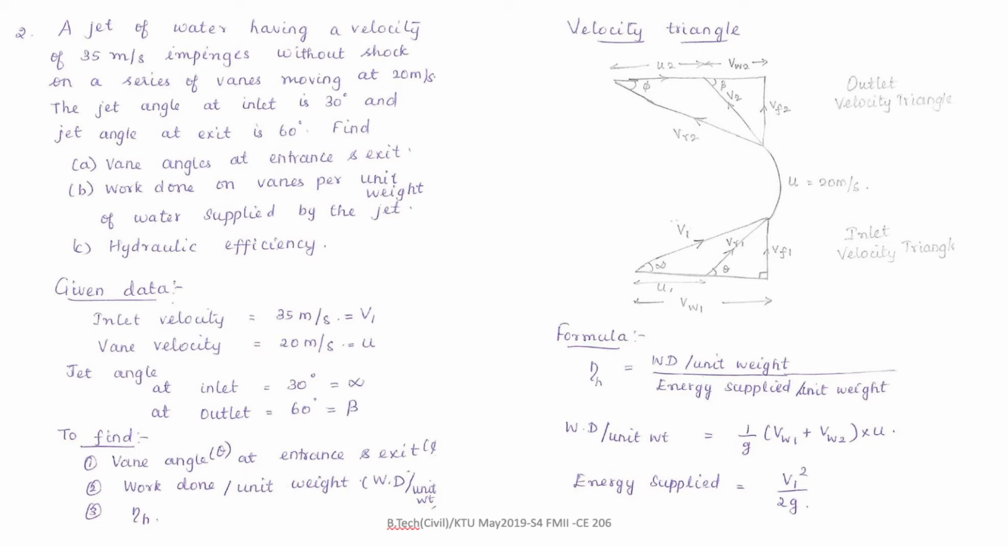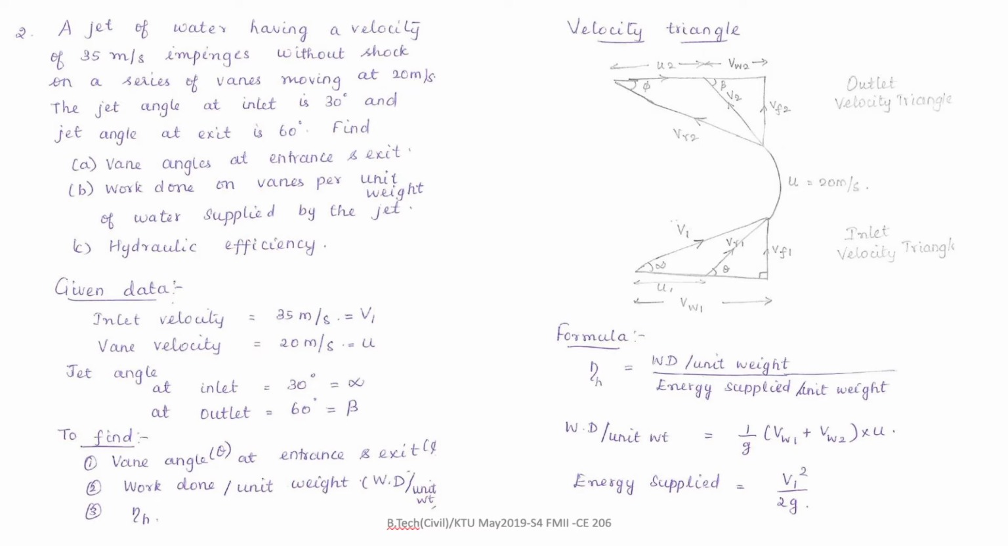So the first thing is you have to write down the given data. Inlet velocity V1 is given, vane velocity U is given, jet angle at inlet alpha is given, beta is given. What we have to find? Vane angle at entrance and exit. What is the notation? Theta and phi. Theta is for inlet and phi is for exit. And work done per unit weight and the hydraulic efficiency eta h.